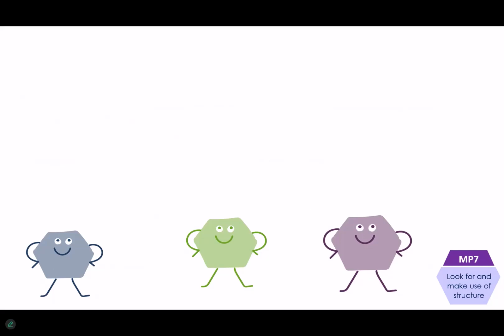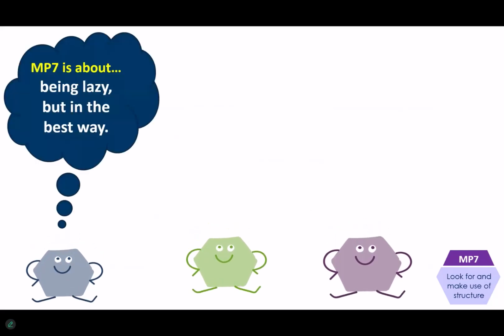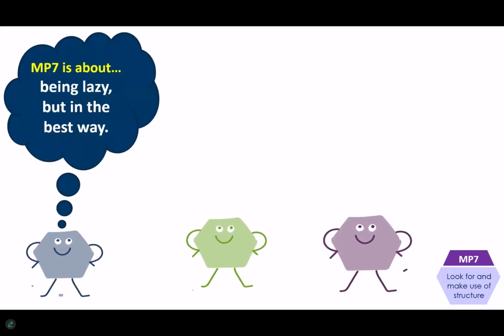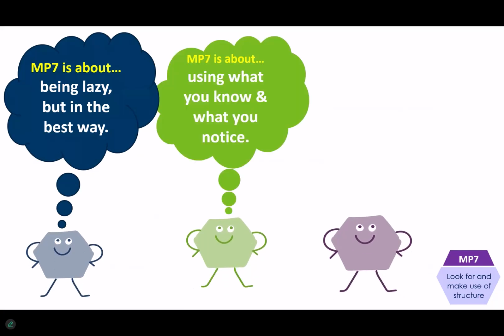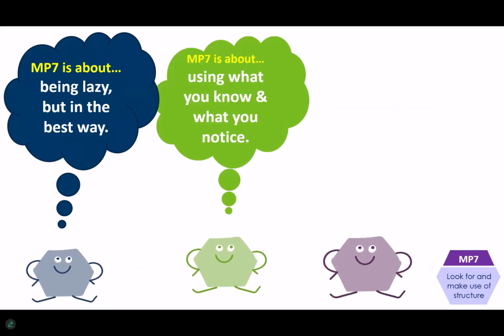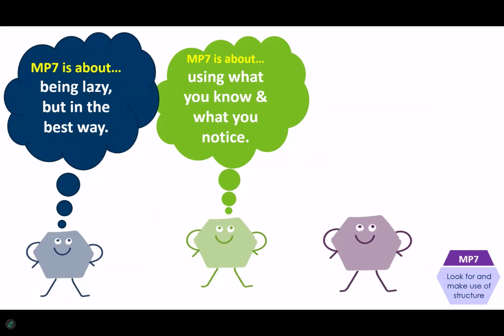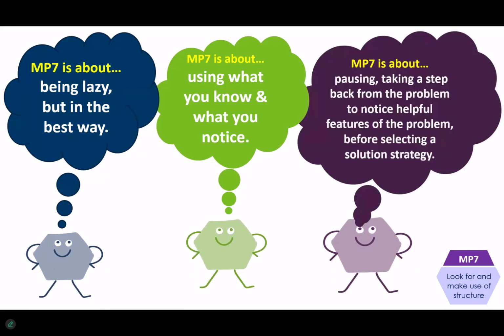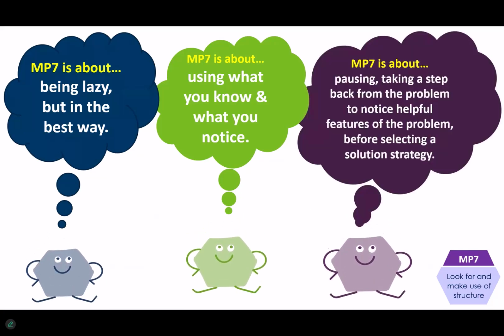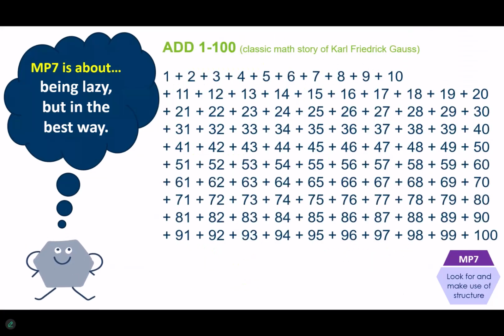I'm going to end really quickly with just 3 things that MP7 is about. It's about being lazy in the best possible way. MP7 is about using what you know and what you notice. And then MP7 is about pausing, stepping back from the problem and looking for helpful things.